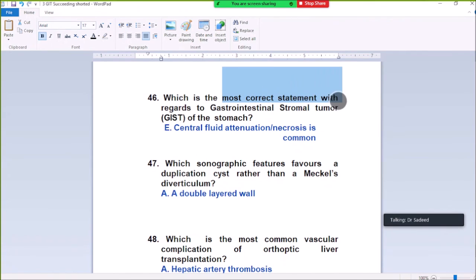Question 46. Which is the most correct statement with regard to gastrointestinal stromal tumor of the stomach? Low fluid attenuation or necrosis is common. In gastrointestinal stromal tumor, there may be central necrosis.